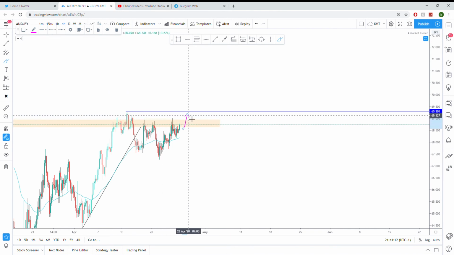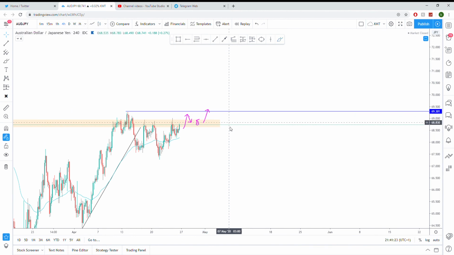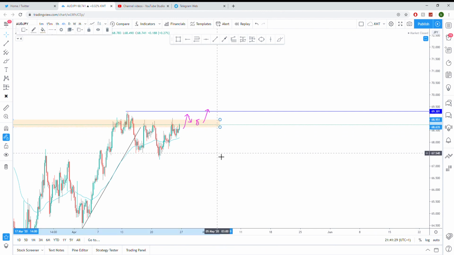And if we do get that pullback, wait for some signs of exhaustion, and if we do find that, then we could potentially have the market pushing further higher and eventually break that 69.301 high. So again, this area is between 68.951 to 68.635.